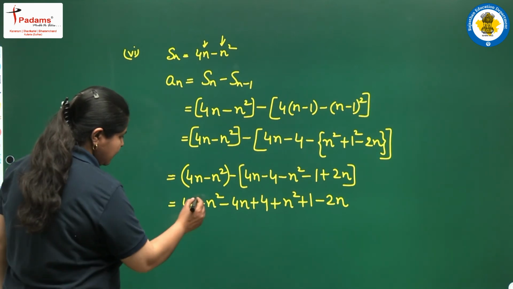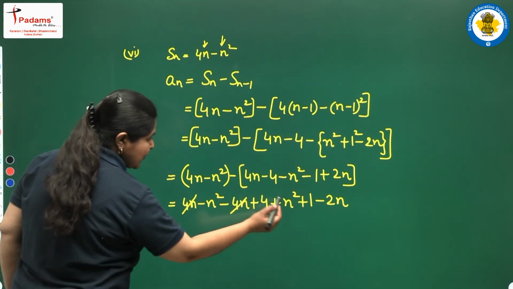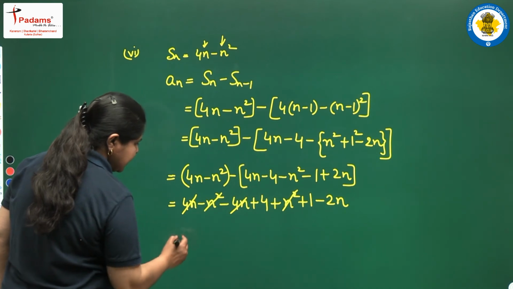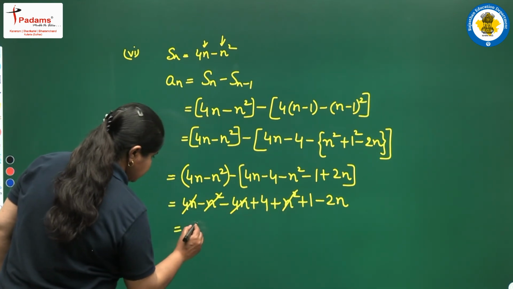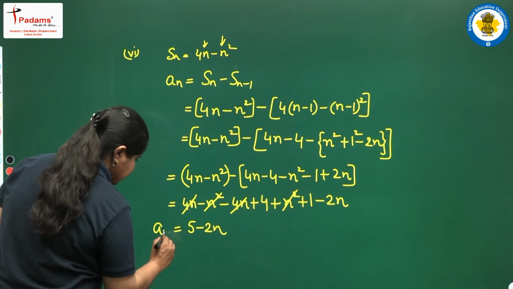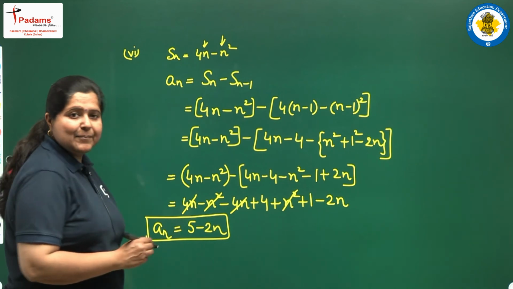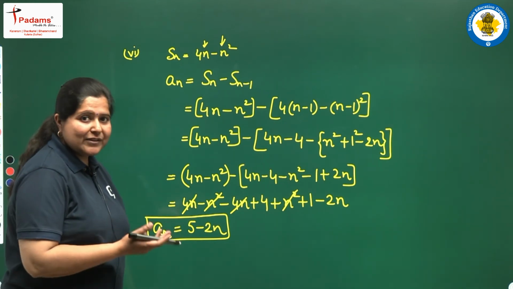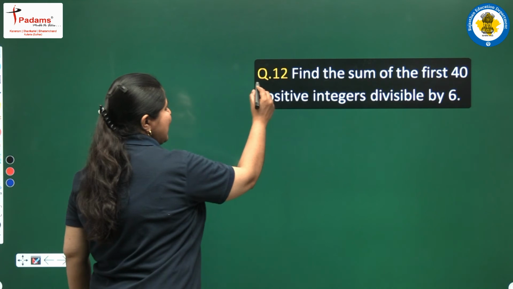Now just have a look. 4n minus 4n, it will be cancelled. Then minus n square and plus n square, it will be again cancelled. This is further equal to 4 plus 1, this will be 5 and minus 2n. So this is the expression for the nth term of this given AP. And so we have found all the values. This was question number 11. Next we take question number 12.